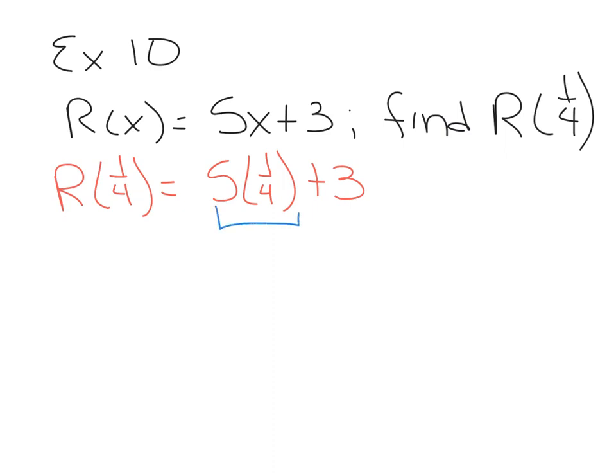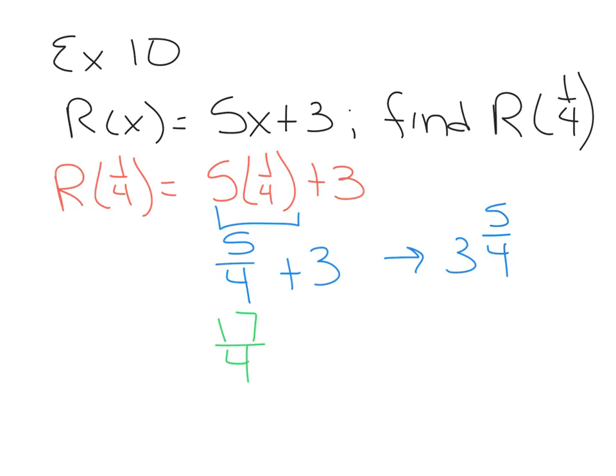When you multiply 5 times 1/4, you get 5/4, and 5/4 plus 3 is 3 and 5/4, but we're not going to use a mixed number. We're going to change it to an improper fraction. Multiply, then add. 12 plus 5 is 17. Use the same denominator. So this becomes 17 over 4. So r of 1/4 equals 17/4. In an ordered pair, that means when x is 1/4, y is 17/4.